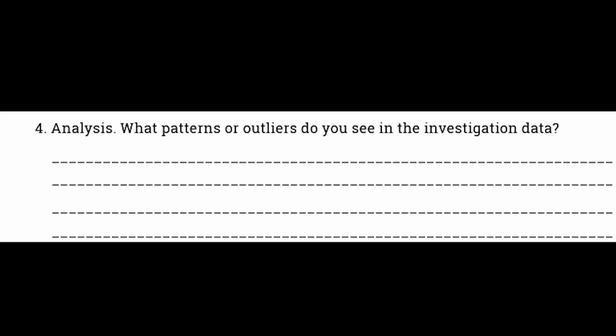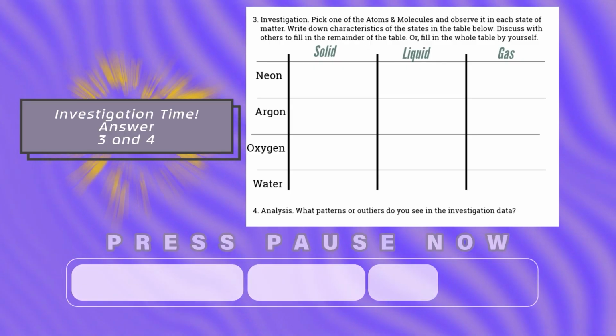Moving on to 4 is our analysis. What patterns or things that don't fit in with the patterns do you see? What patterns or outliers do you see? Again, don't worry too much about being right or wrong. What do you see in the table?